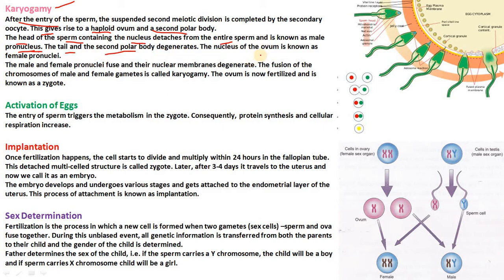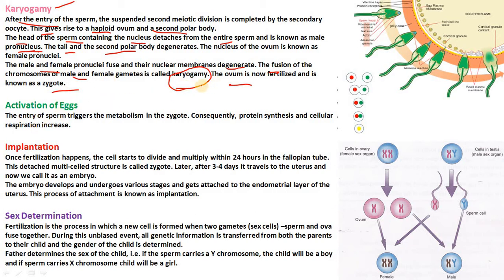The nucleus of the ovum is known as the female pronucleus. The male and the female pronuclei fuse and their nuclear membranes degenerate. Then the fusion of the chromosomes of the male and the female gametes is called karyogamy. The ovum is now fertilized and is known as a zygote. So you got it? The fusion of chromosomes of male and female gametes is known as karyogamy.